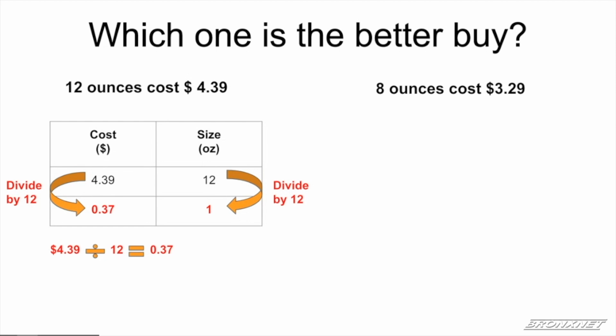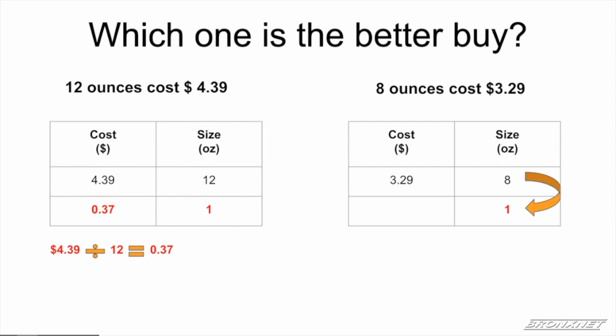Let's think about it. If you're in the bodega, you may not have a table handy, but you can have a calculator or you can use your cell phone. And if you put in $4.39 divided by 12, you would come up with that decimal and you'll know that you should round it to 37 cents. Now, let's look at the 8-ounce bottle.